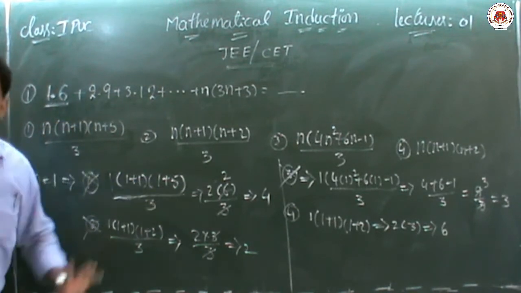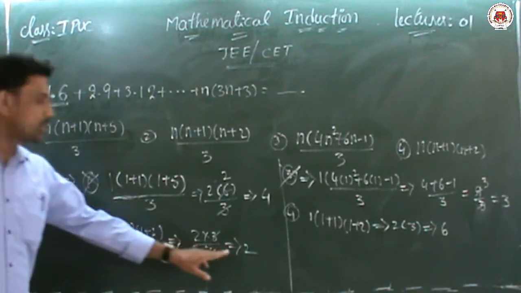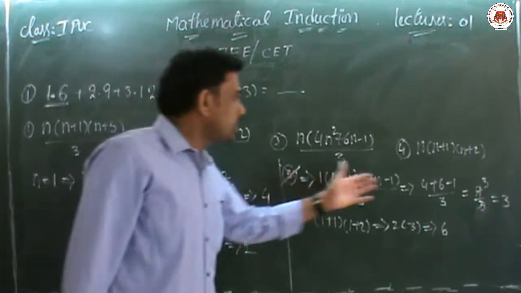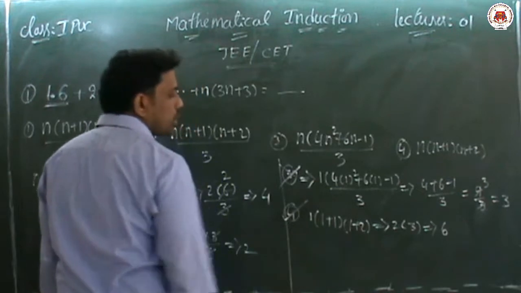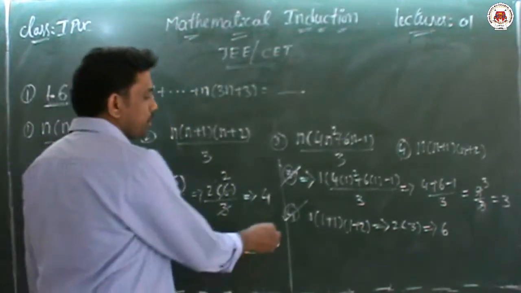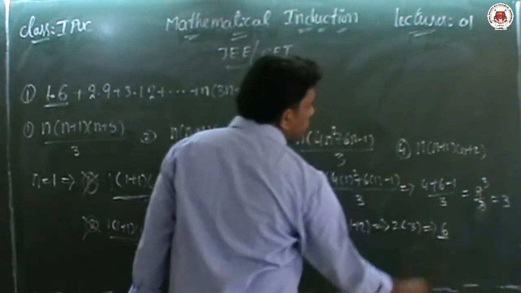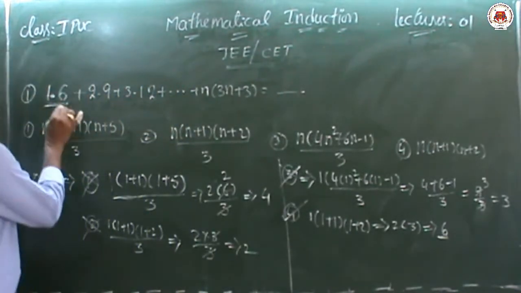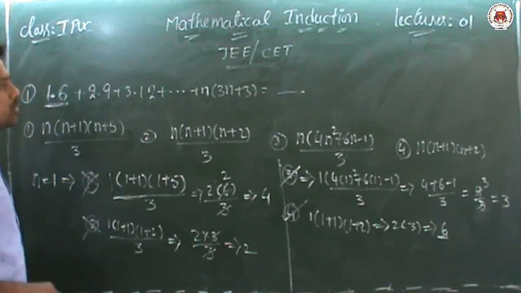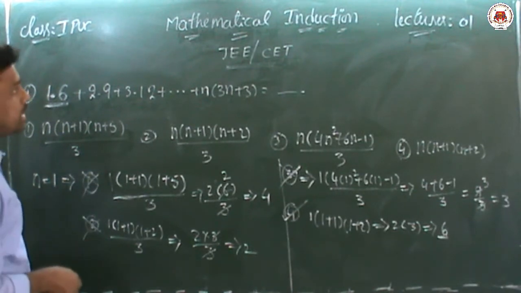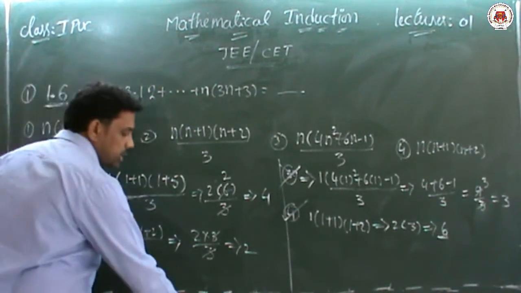First option is 4, it is not the answer. Second option is 2, it is also incorrect. Third option is 3, it is also incorrect. What is the correct option? Fourth one is the correct option, because in the fourth one, if you substitute n equal to 1, you get 6. In the question also the first term is 6. It is a very easy method to trace out the answer in mathematical induction. I hope you people have understood.